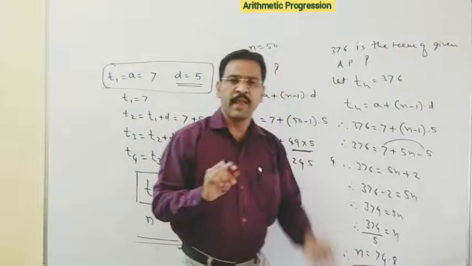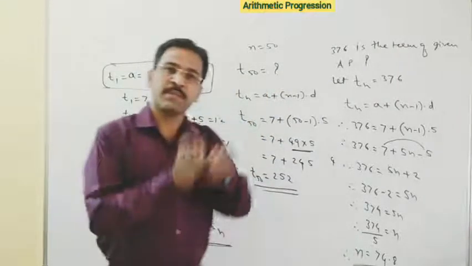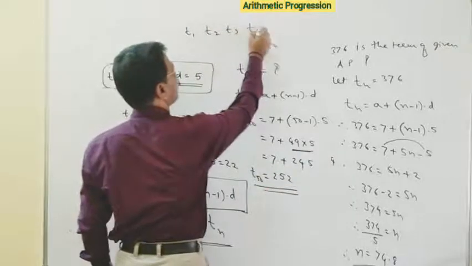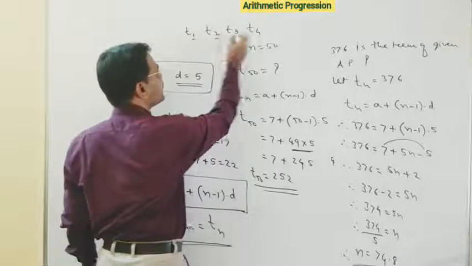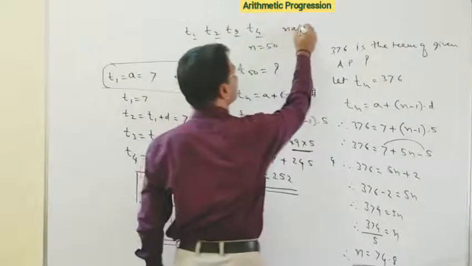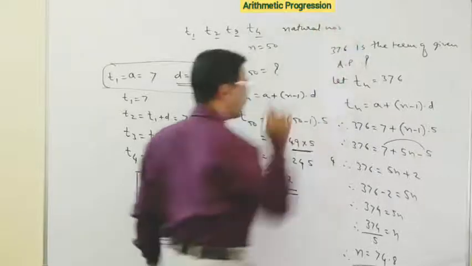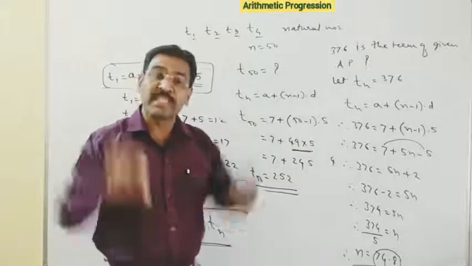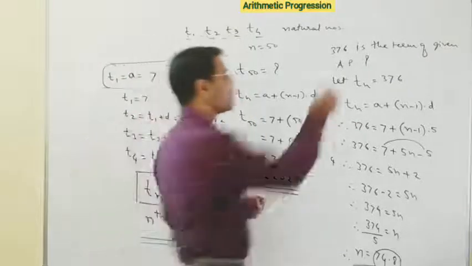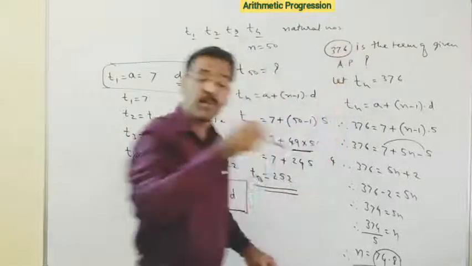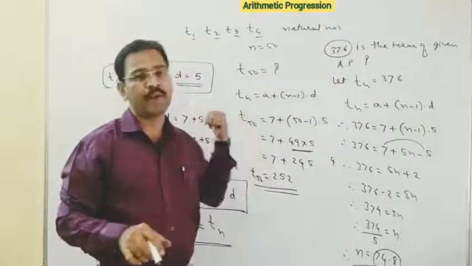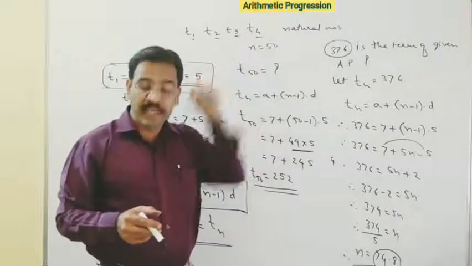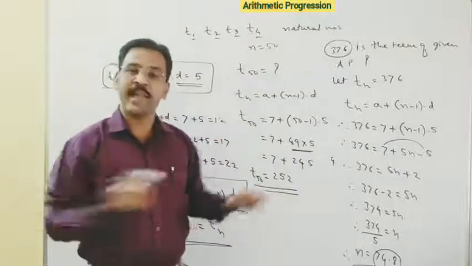Just try to observe here. In any progression, first term, second term, third term, fourth term, what are these? All these are natural numbers. But this one, 74.8, is not a natural number. That means definitely we can say this 376 is not a term of the given arithmetic progression. Like this, we can check whether a number belongs to the given arithmetic progression or not.